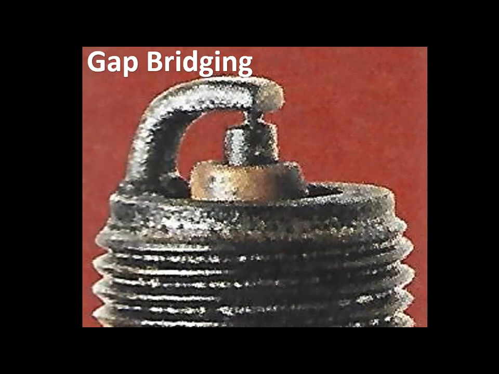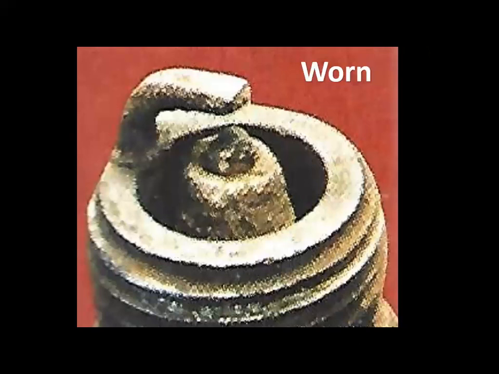Occasionally, hot combustion chamber deposits loosen and become lodged between the spark plug electrodes. This spark plug condition is called gap bridging. Spark plugs that show any of these defective conditions must be replaced. Other defects of spark plugs are spark plugs that are already worn out or overheated.